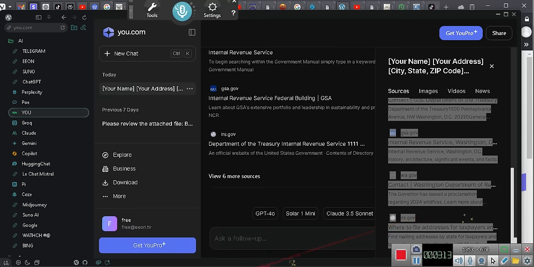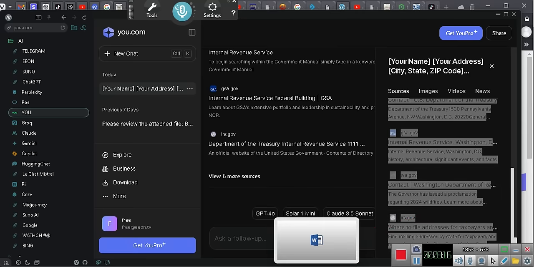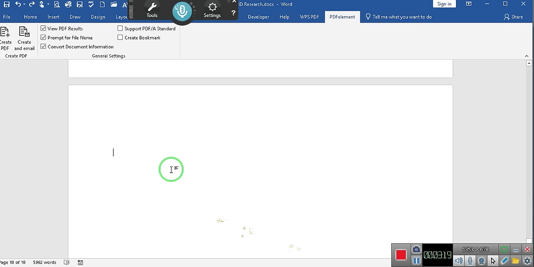Copy. And let's see if it's going to give us the same problem it just gave us, because we don't need no more problems. Look at that. Now it won't even open. That's what I'm talking about.